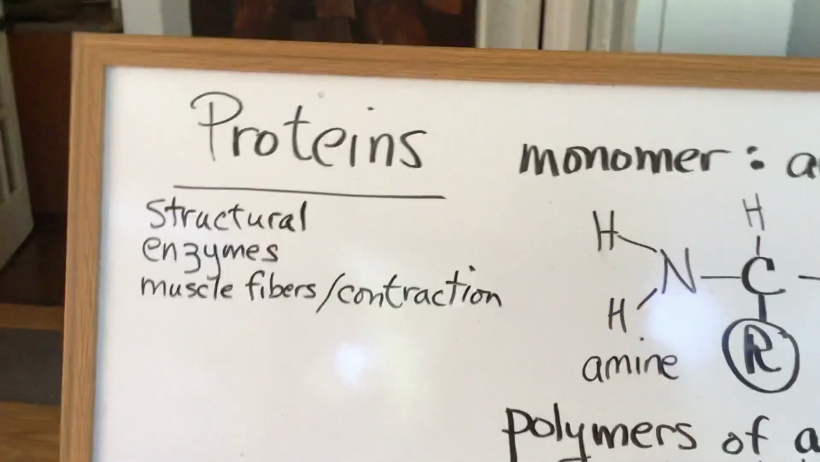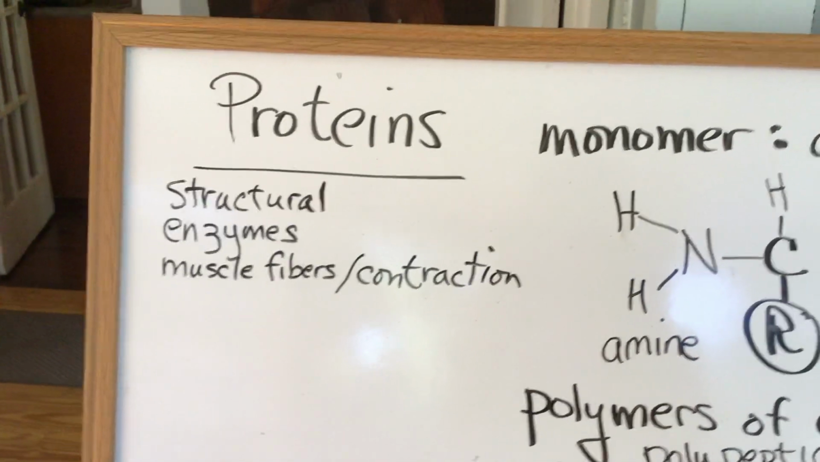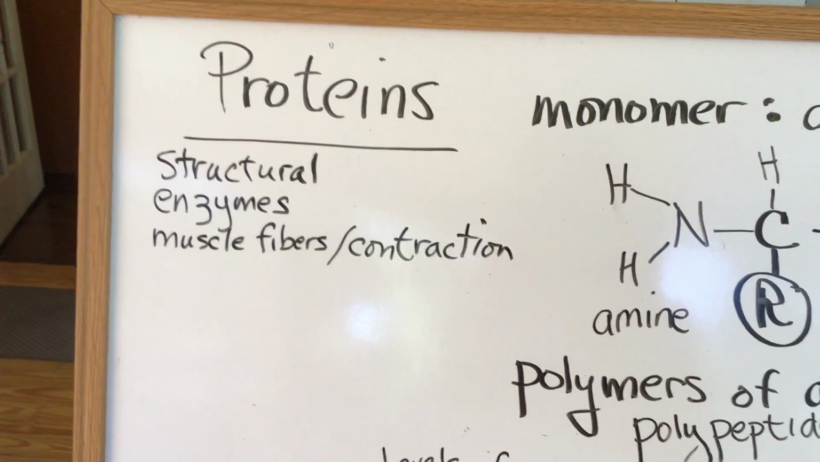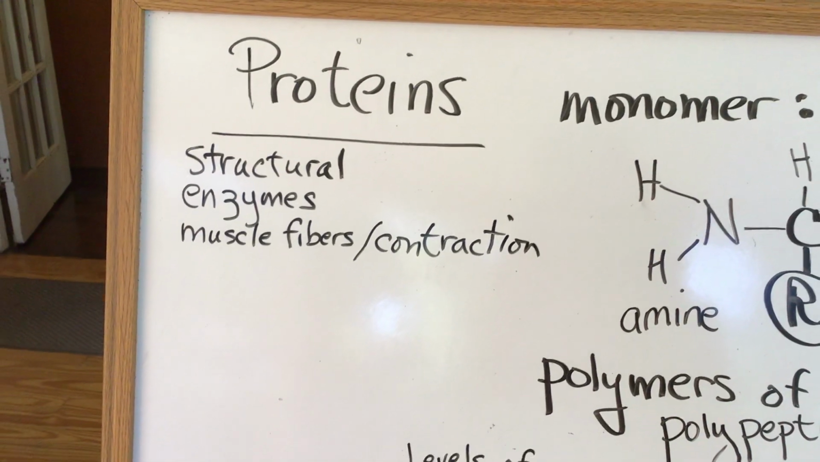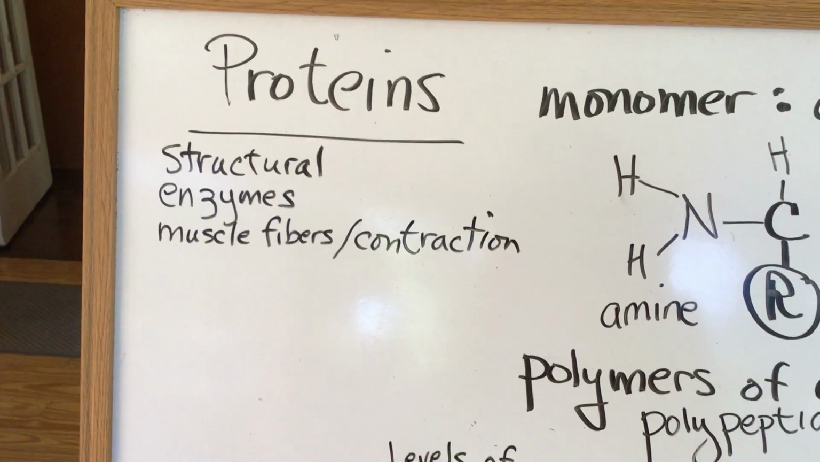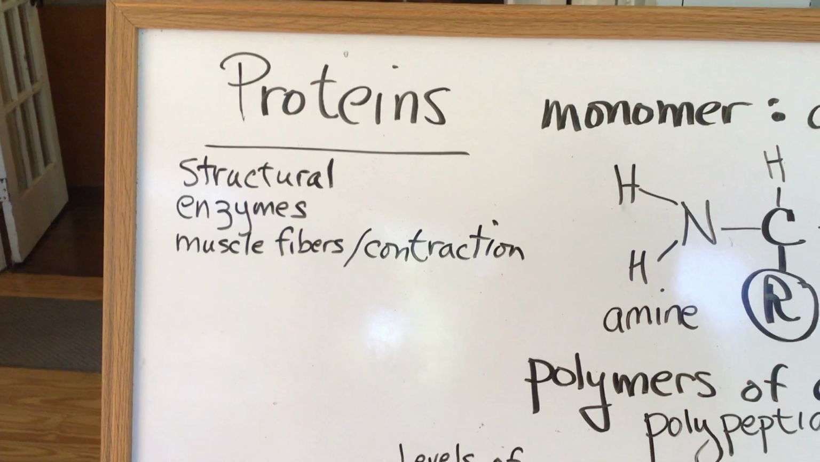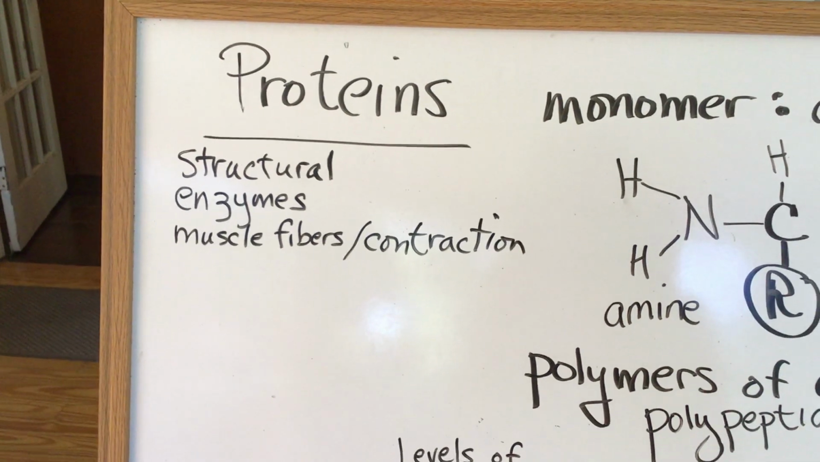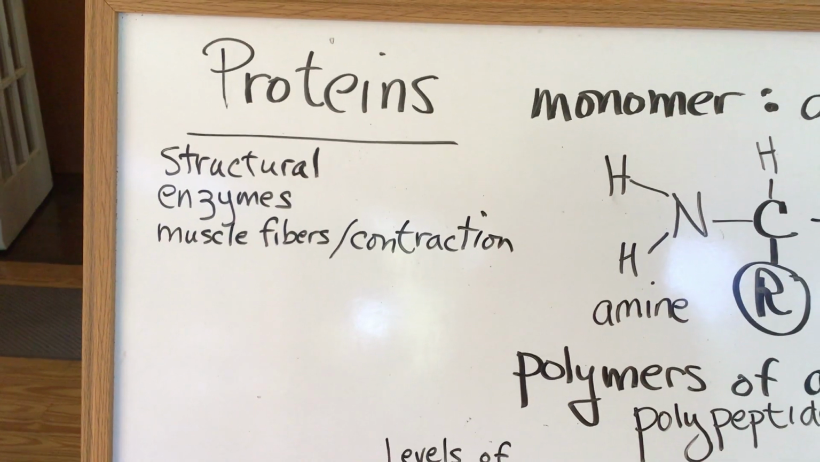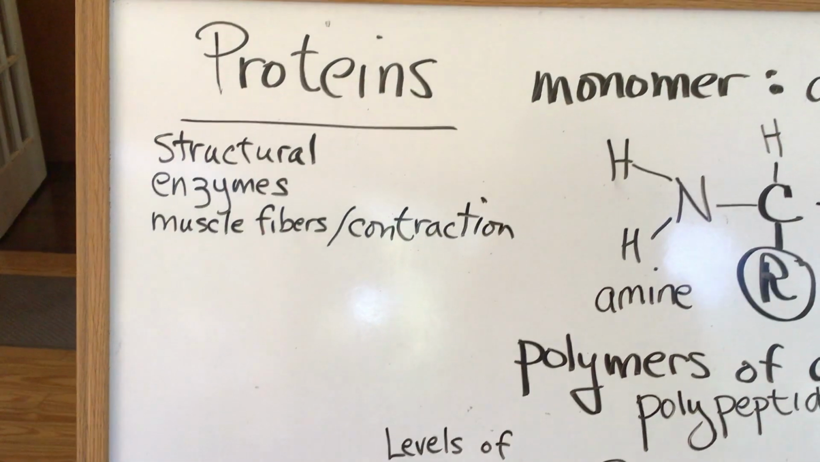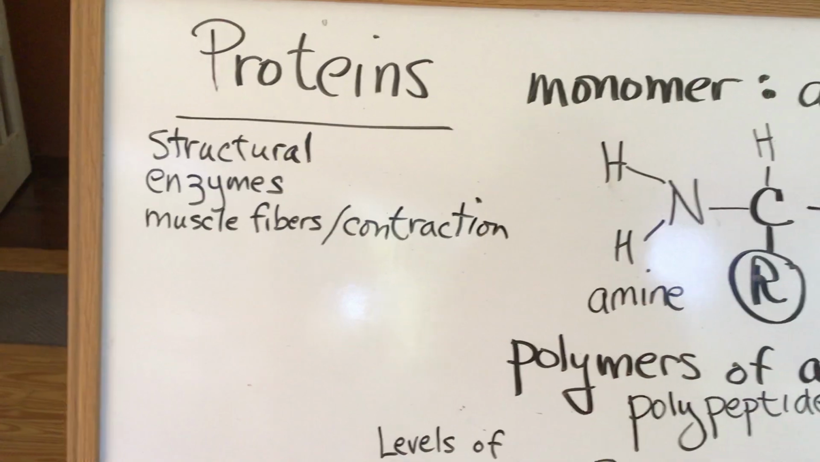We'll be talking about proteins. Proteins are part of many structural components in a cell or an organism. They are enzymes that are used in chemical reactions, and they're very important in terms of the actual function of a cell. They are also part of muscle fibers, and they play a role in contraction and moving things around within animal cells in particular.